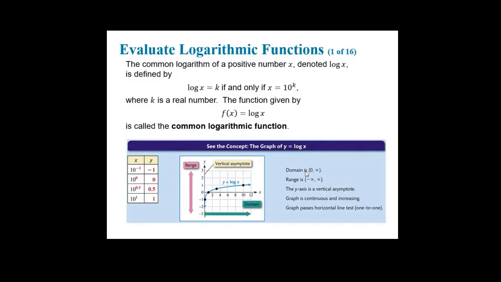So the common logarithm of a positive number x, denoted as log of x, is defined by: log of x equals k if and only if x equals 10 to the k. So k is going to be a real number, and we call this our common logarithmic function. This is the most basic logarithmic function we're going to look at, and it's called the common logarithmic function.